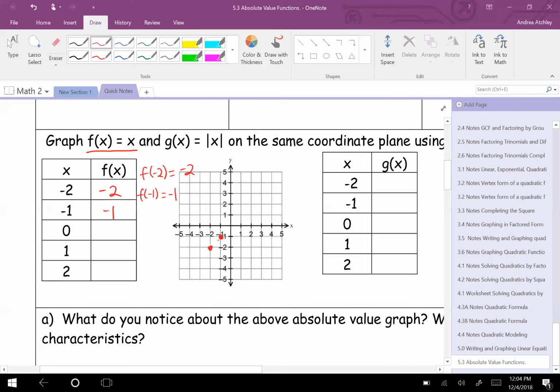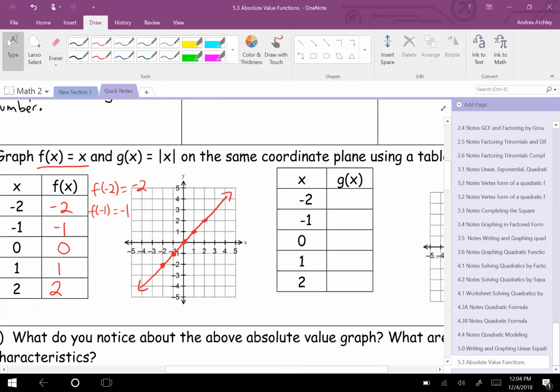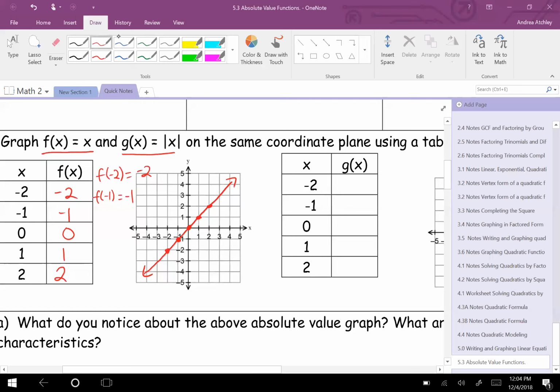If I plug in 0, what am I going to get? 0. If I plug in 1, what am I going to get? 1. And finally, when I plug in 2, I'm going to get 2. So this is my line. Okay, now we're going to use the same parent function, but with an absolute value. So here is our equation we're going to be using. g of x equals the absolute value of x.